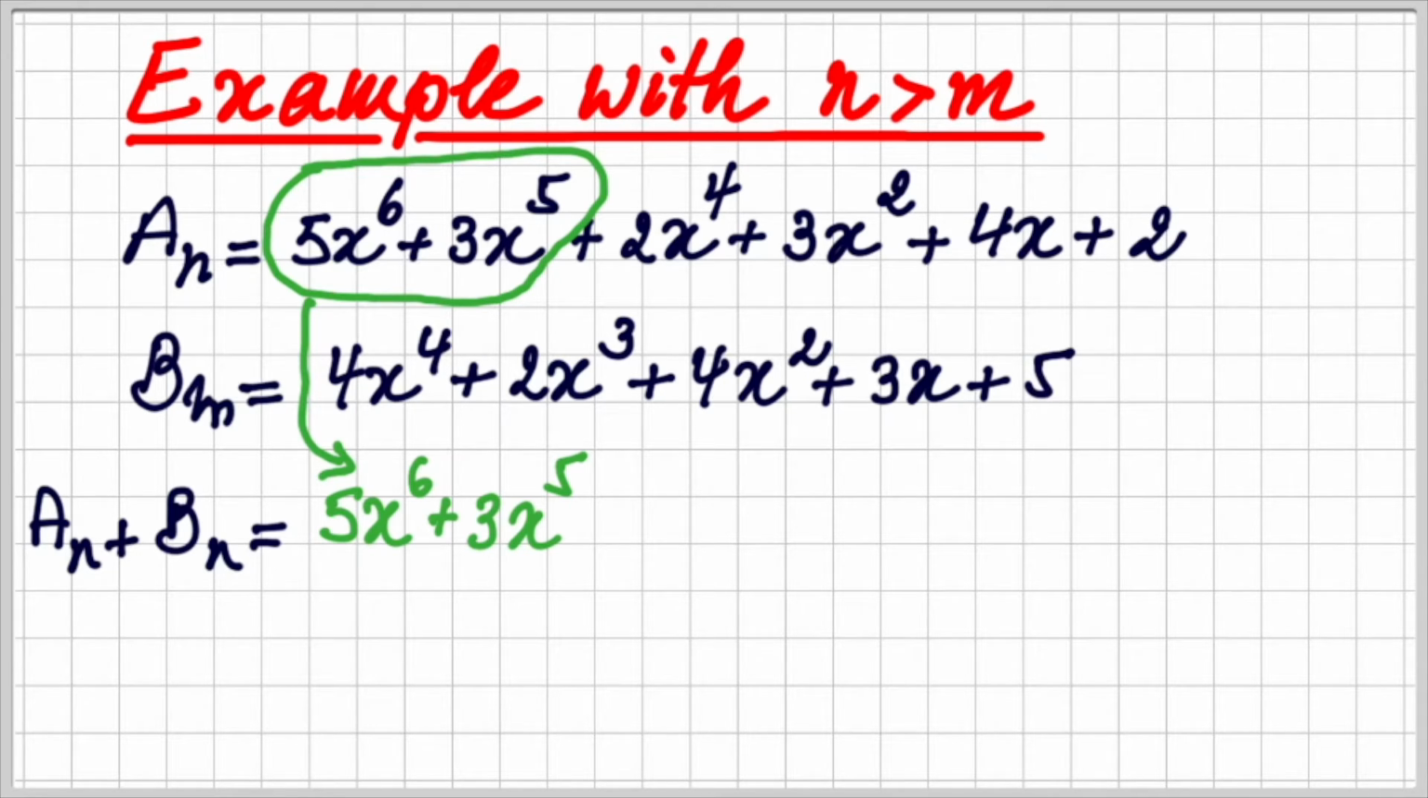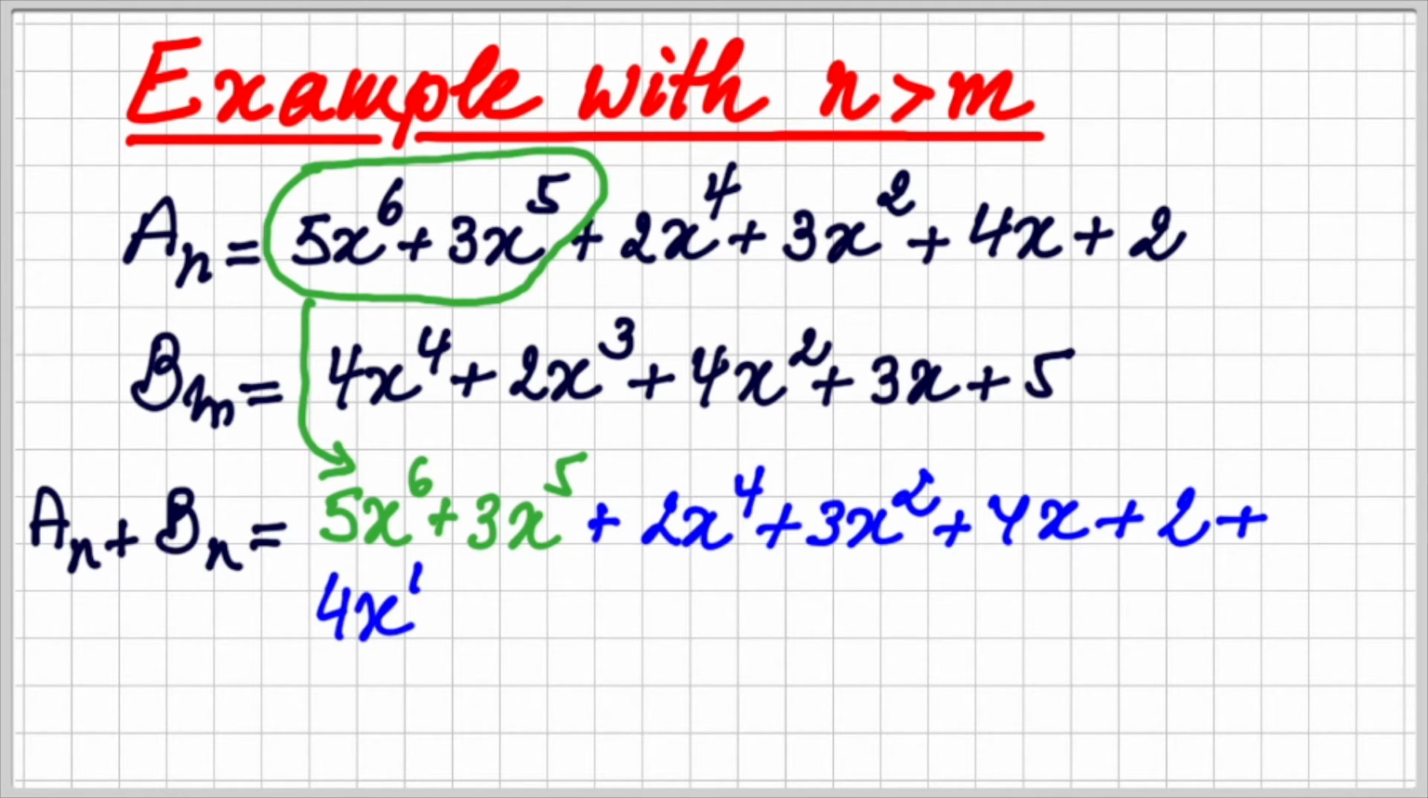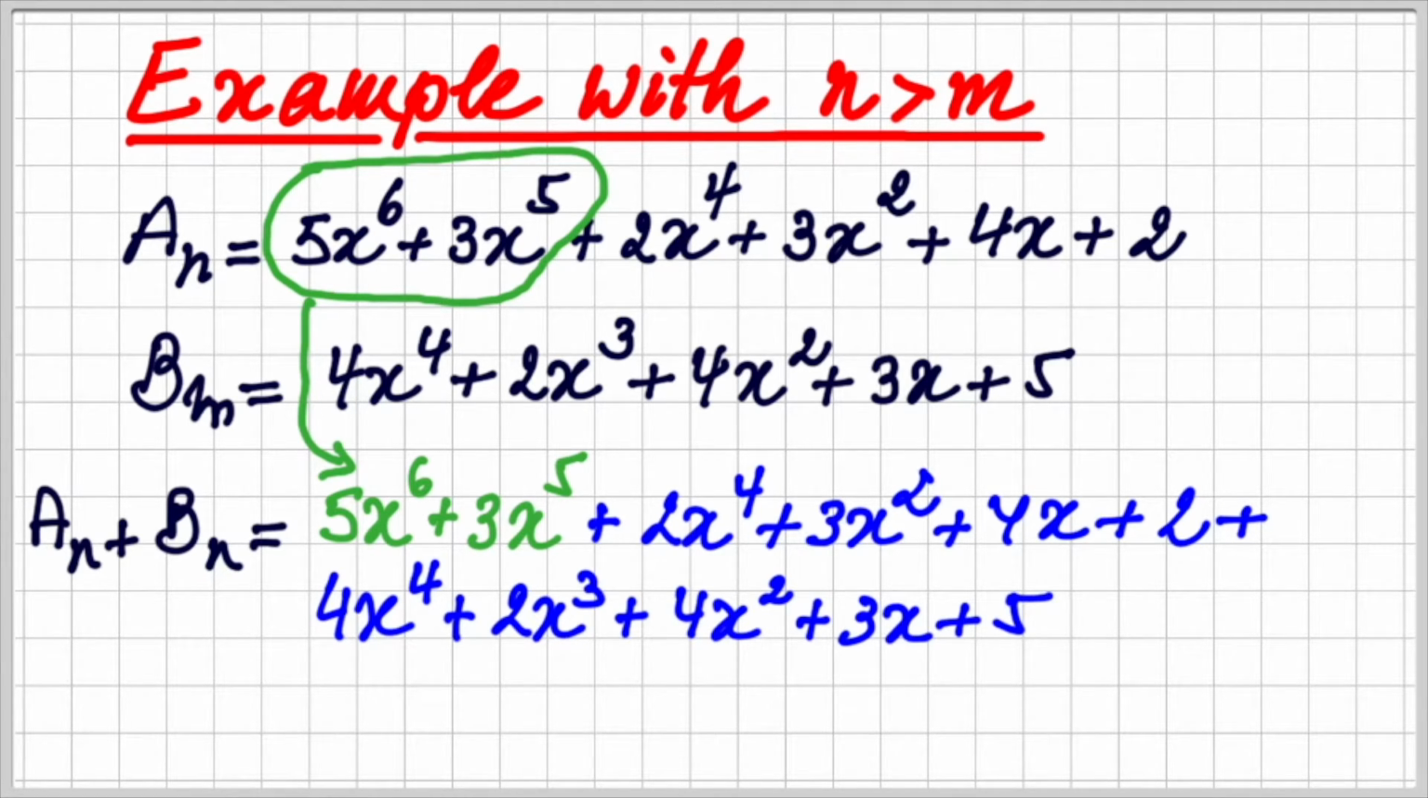So I find 5x to the power 6 plus 3x to the power 5. And now we add the remaining powers in blue, which are in fact the order 4 terms of a and b. The next thing to do is to add those terms. So we find 5x to the power 6 plus 3x to the power 5.